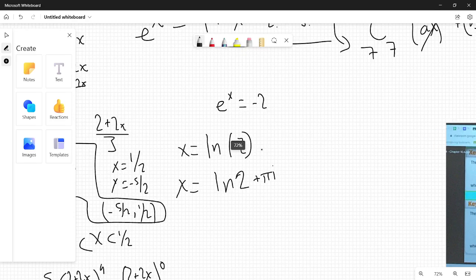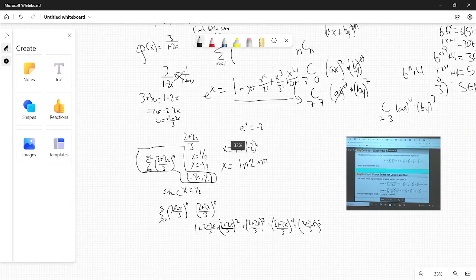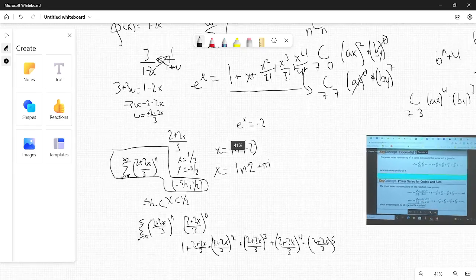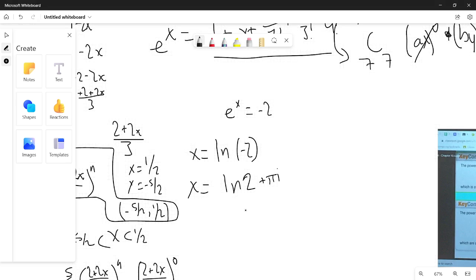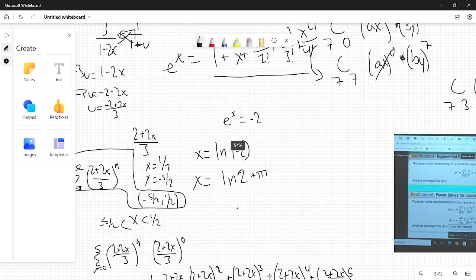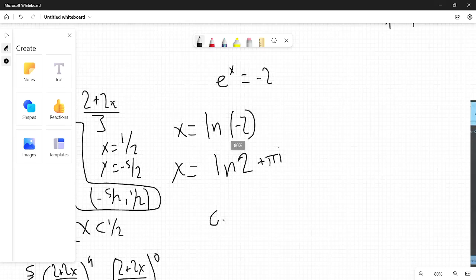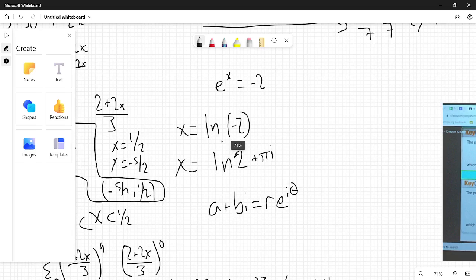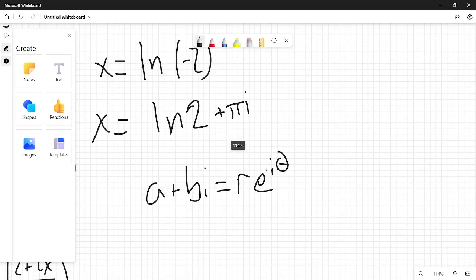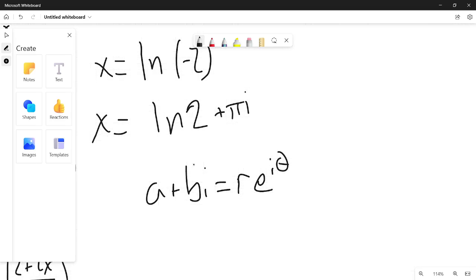It's not that difficult. The only form you need to know is a plus bi equals r e to the i theta, and then you can just use r equals square root of a squared plus b squared, and then theta equals inverse tan of b over a, plus pi for when a is less than 0. I have no clue what you just said. Okay, I'll send a screenshot. Let me describe it real quick for you too.